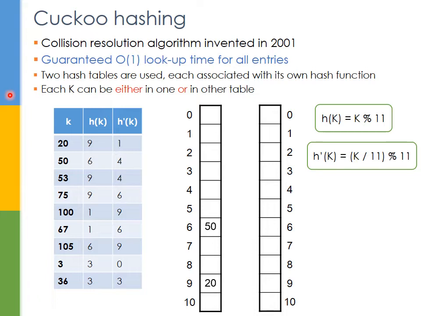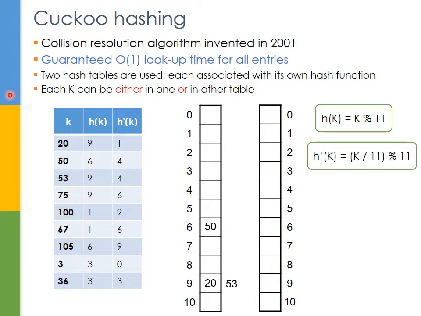Next up we have 53, and unluckily its first hash is exactly the same as 20. It's also 9. It's already competing for that place. So it didn't take us long, we already ran into collisions. So what are we going to do?